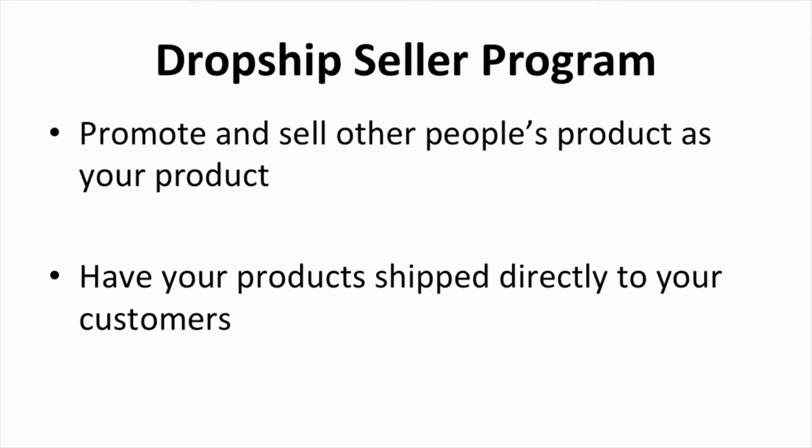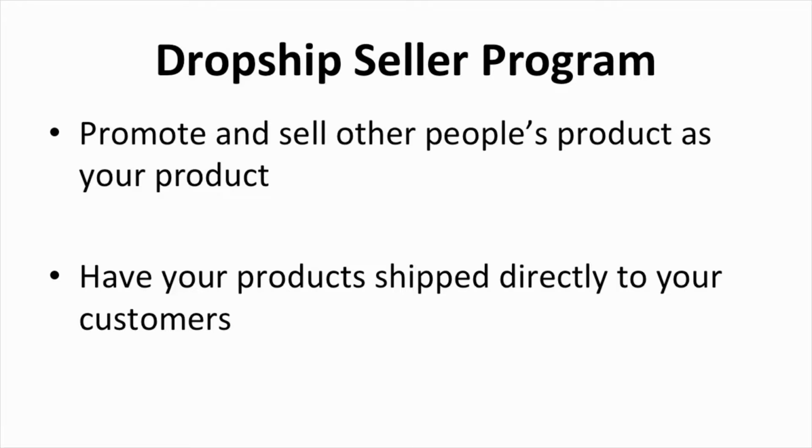The next program you can sign up for with Shopify is the Dropship Seller Program. This program is more or less the same as the Shopify Affiliate Program. The only difference between the two programs is you'll need to have your own store for this program because you're going to sell someone else's product on your own store site. And the best part is you don't need to ship the product to your customer by yourself. You can have the products shipped directly to your customers through the supplier.